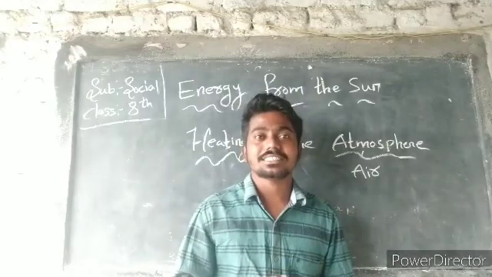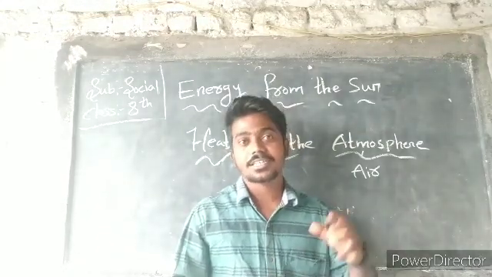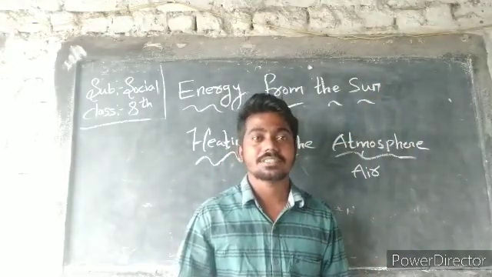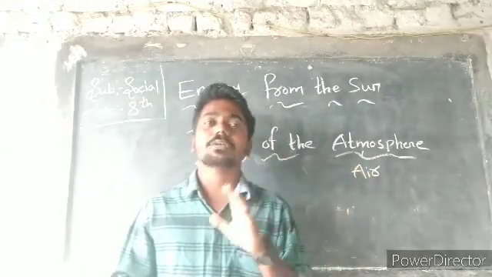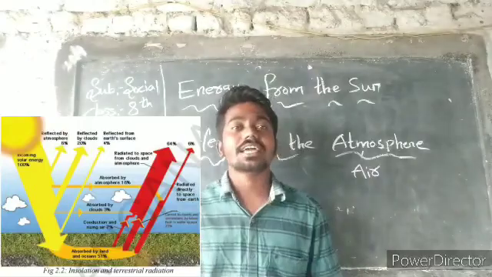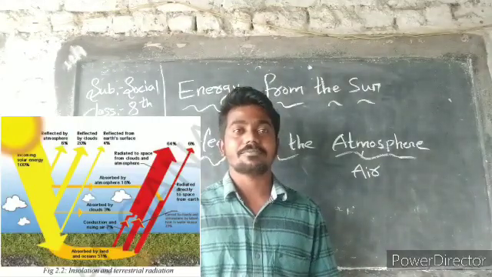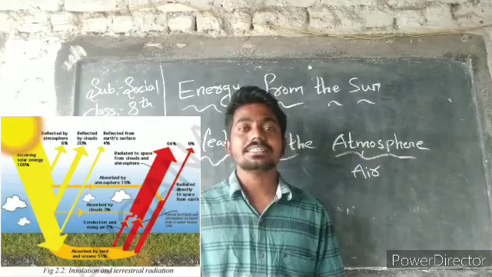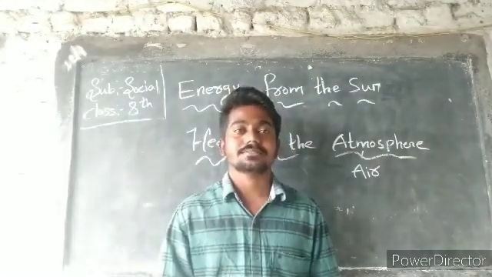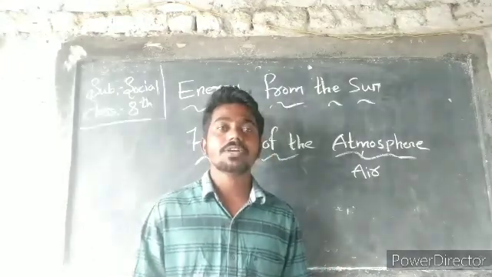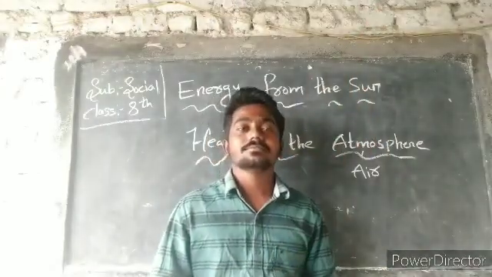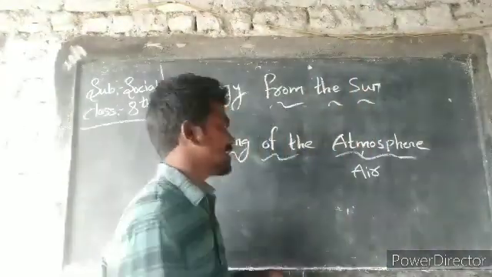You know already the sun rays come through the atmosphere towards the earth surface, but the atmosphere cannot be heated directly. The atmosphere passes the sun rays towards the earth surface. After the heating of the earth, the rays are reflected back to the atmosphere and it will become hot. That is why when we go from the earth surface to higher places, the temperature decreases.